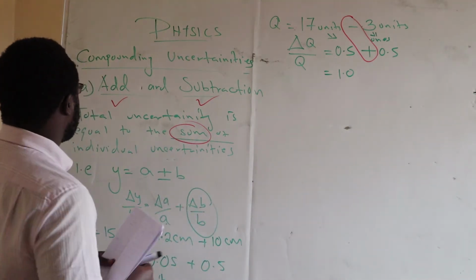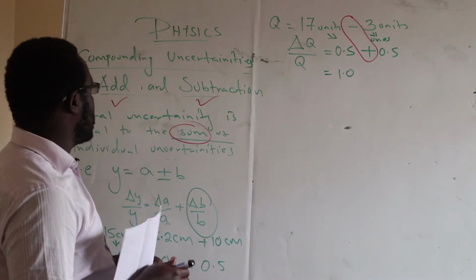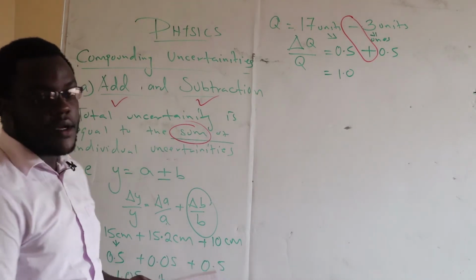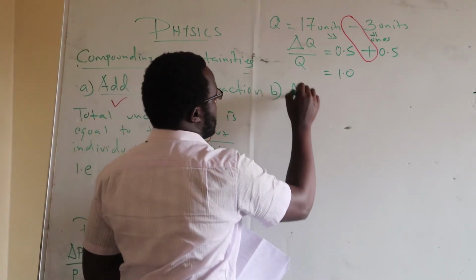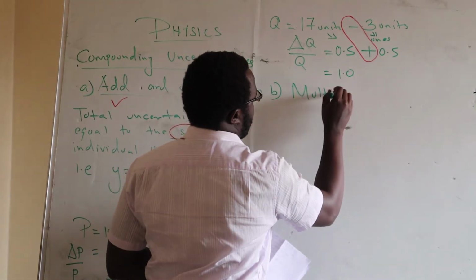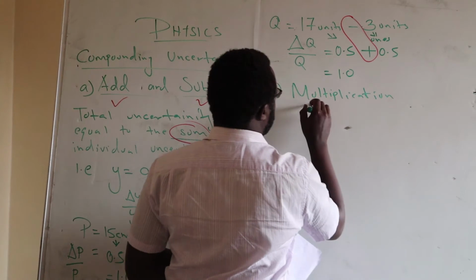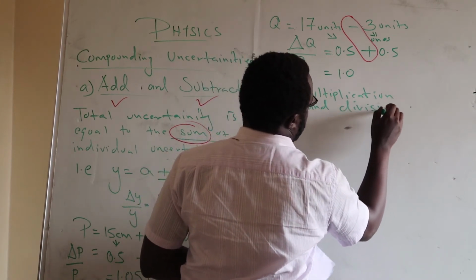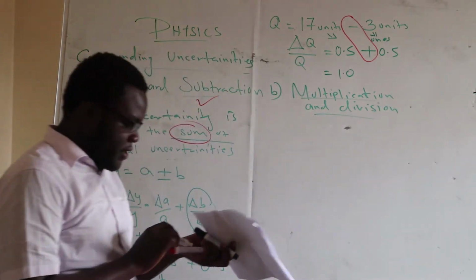Now we go to the next part. What if we are multiplying or dividing? That is part B. Part B involves multiplication and division.